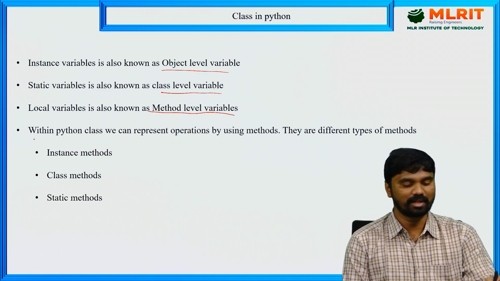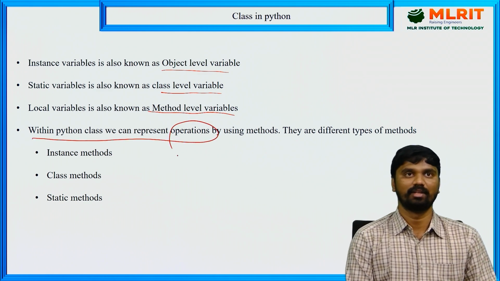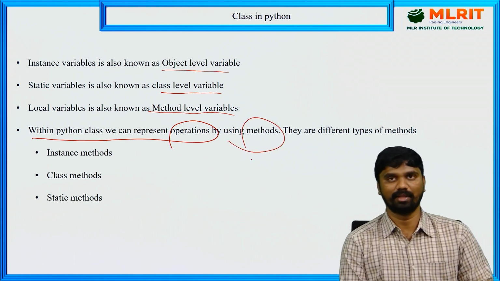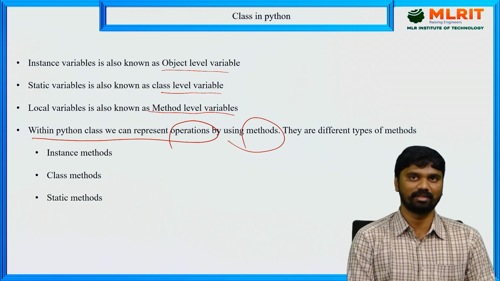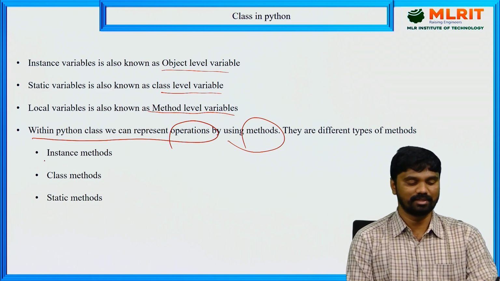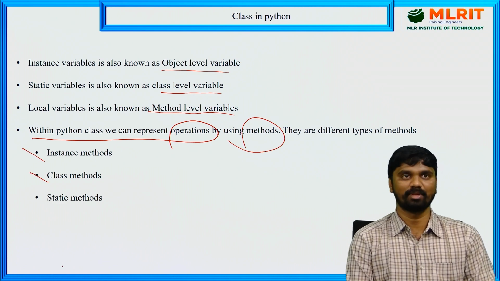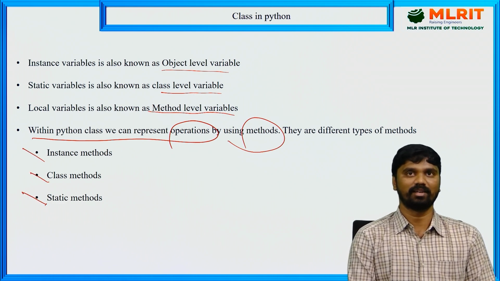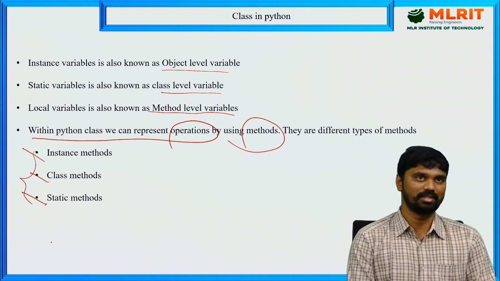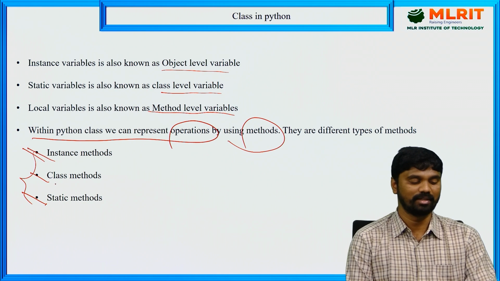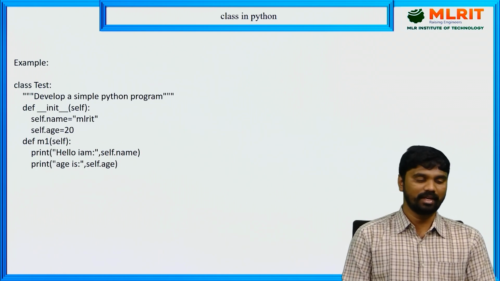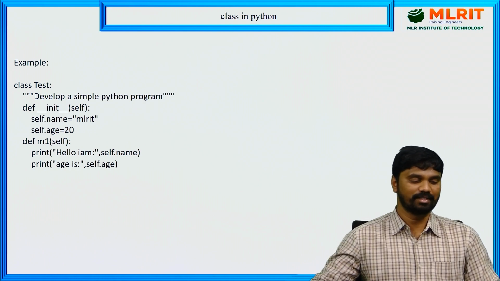Next, within a Python class, we can represent operations. If you want to perform some task, then we require methods. We have different types of methods that can be defined inside a class: the instance method, the class method, and the static method. So we have three types of methods inside a class: instance method, class method, and static method.